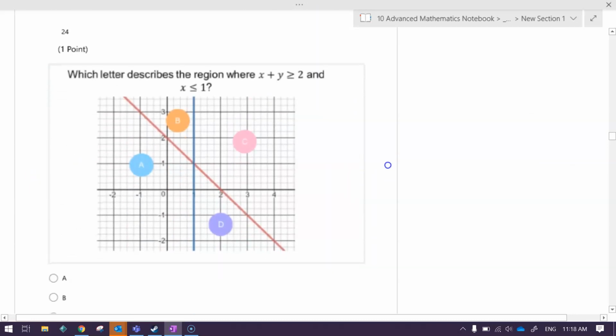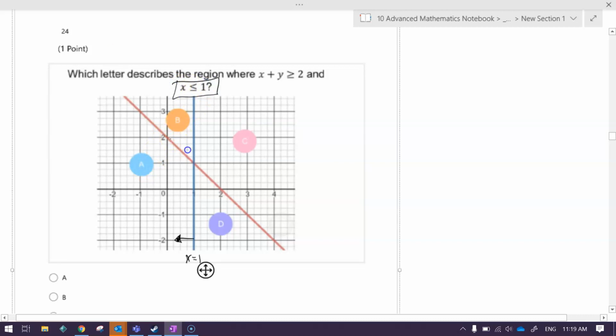Question 24. Which letter describes a region where x plus y is greater than 2? So when I add the coordinates together, the answer is greater than 2. And this one, where x is less than or equal to 1. Well, here's my equation, x equals 1. And where are the x values less than or equal to that? Of course, they're in that direction. So I'm either interested in B or A at this point.